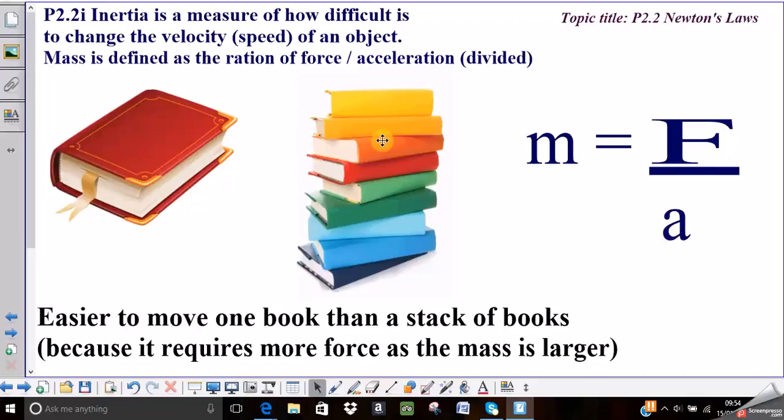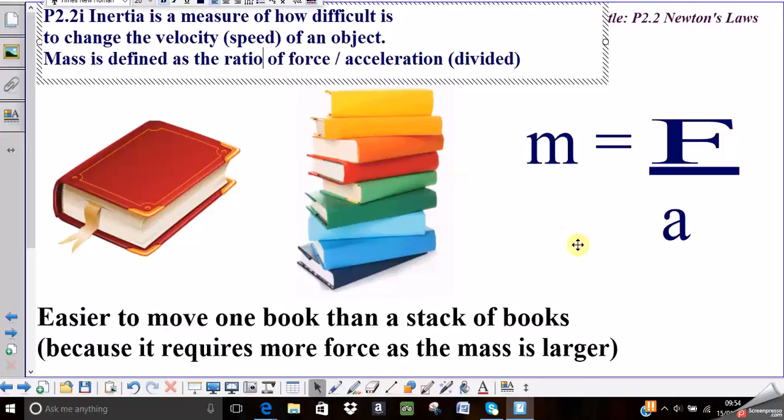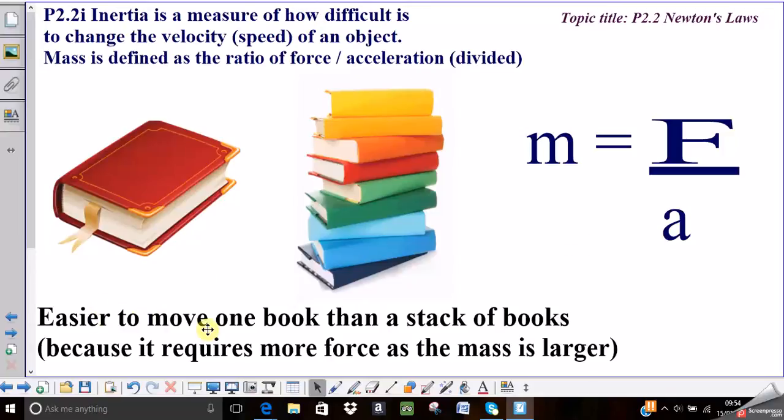And if we look at this situation, we have one book and then we have a stack of books. Now mass is defined as the ratio of force divided by acceleration. It's always easier to move one book than a stack of books. Because for the same force, if you have one book, you'll be able to give that book a larger acceleration than if we have a stack of books for the same force. So this is the situation when we're looking for the mass of that specific object.